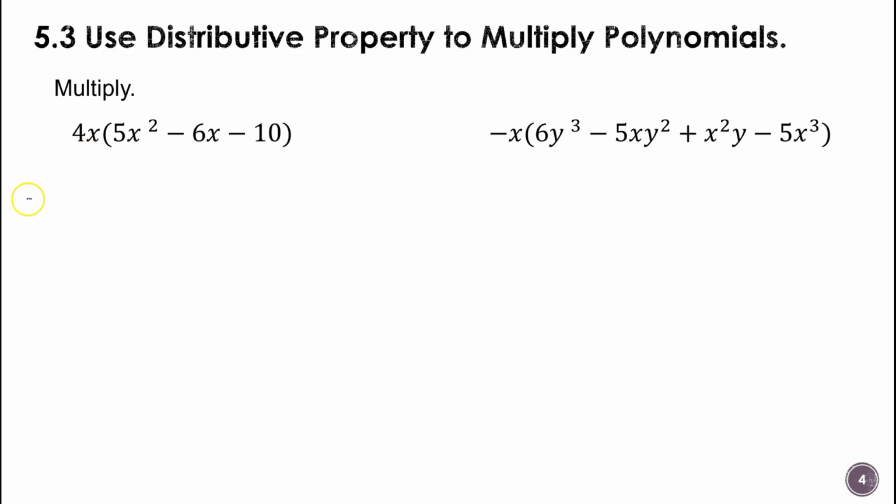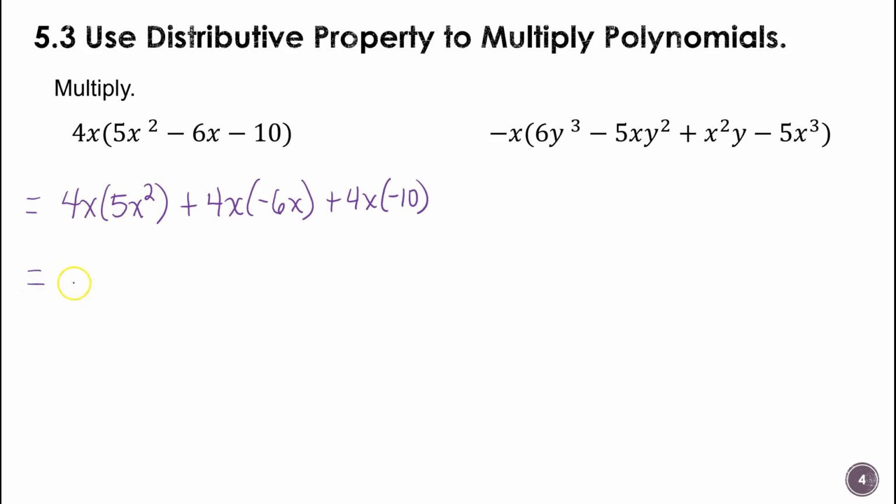So on the first one, I have 4x times 5x squared. I'm going to go ahead and write this out. Plus 4x times negative 6x plus 4x times negative 10. So now I have it written out side by side. That's really what is happening with distributive property, but usually we don't write it out in this way, but please do this if this helps you.